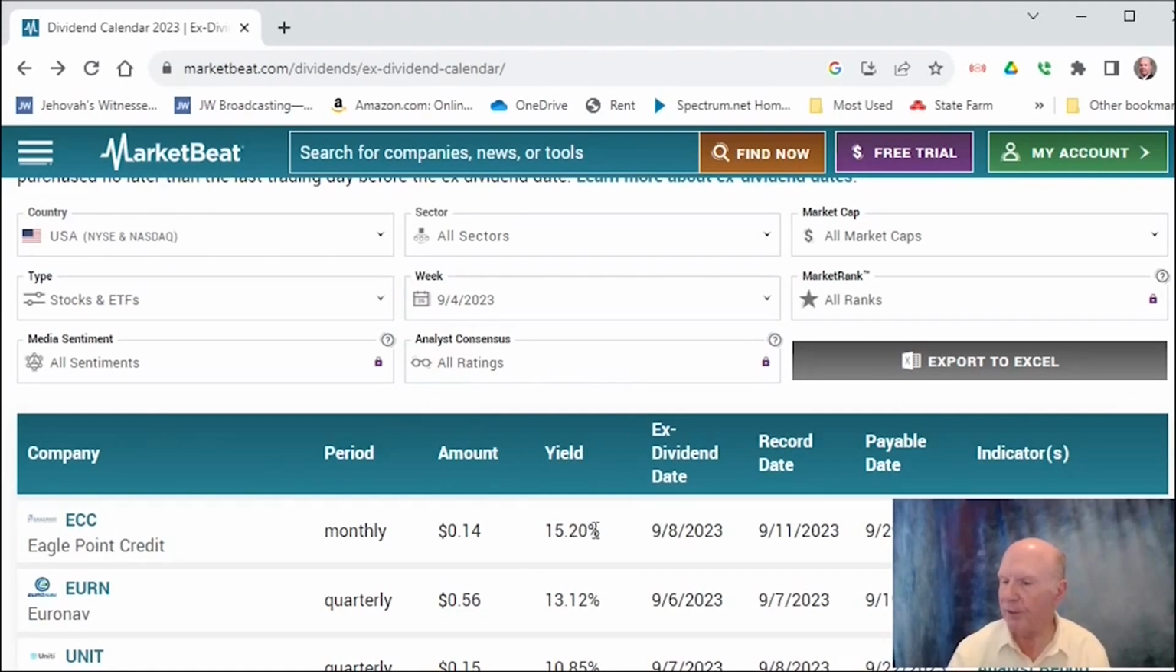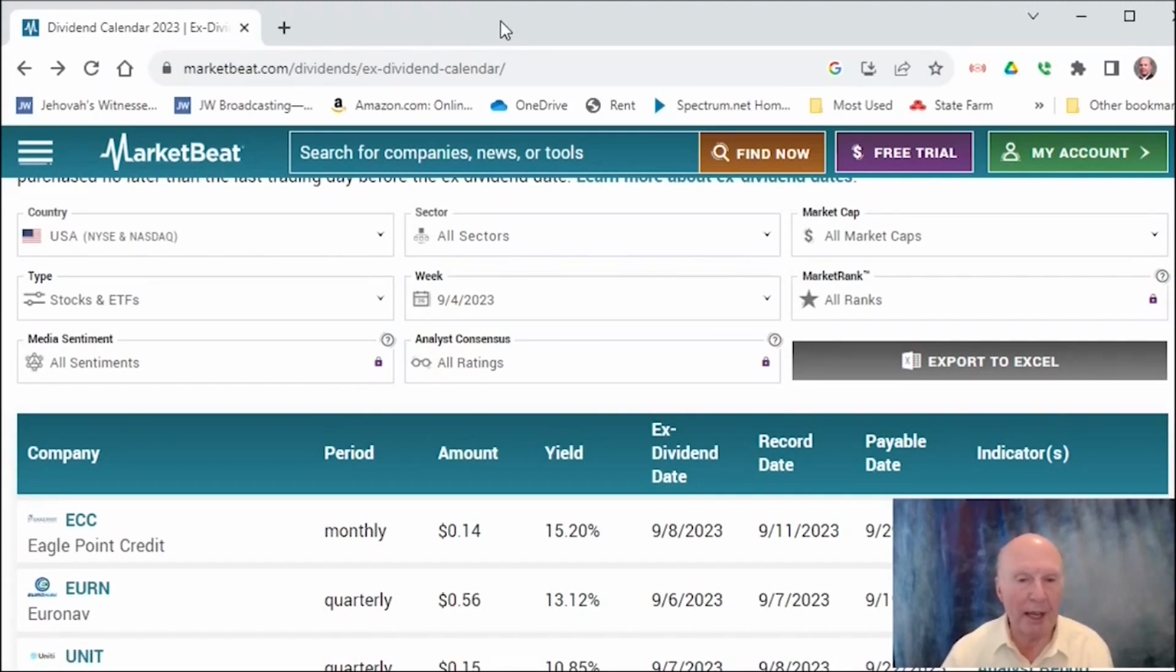You got a monthly, it's 15.2%, and actually ECC is one of my stocks. They're only showing 14 cents per share, and they're actually paying 14 cents per share monthly, but every month for the last several months they've also paid what they call a special dividend of another 2 cents per share. I don't know why, for whatever reason, MarketBeat doesn't pick that up. There's other sites that I use. MarketBeat's my favorite because I just like the layout of MarketBeat.